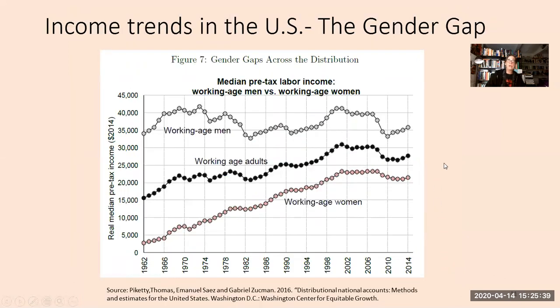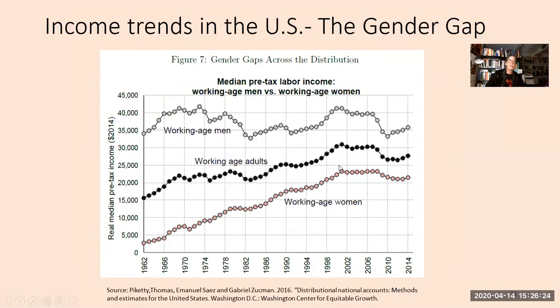You have a gender gap in income distribution as well. Here we're back to the median income, pre-tax labor income. That means income from a job, doing work, not income from dividends or investments, stock and that sort of thing. Working age men versus working age women, and you can see the gender gap quite clearly. It's narrowed considerably from what it had been in 62, but it's still in 2014 significant. The median income of all working women was maybe 22,000. For working men, it was a little over 35,000.